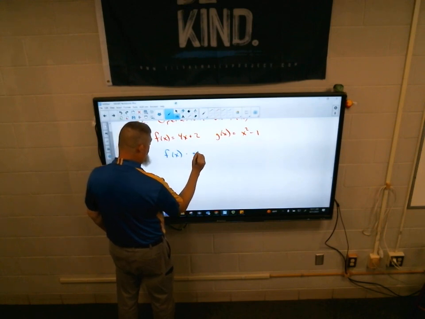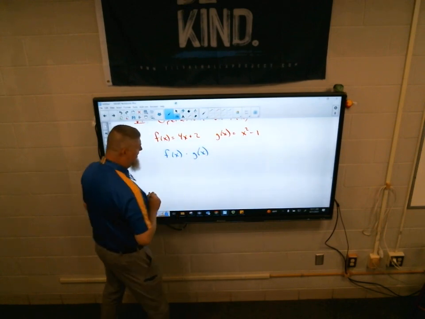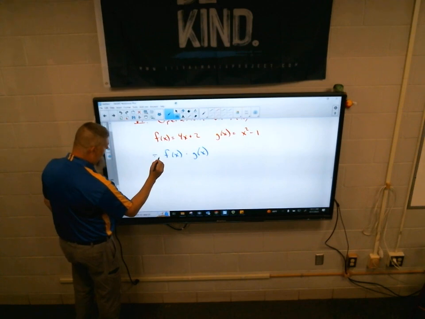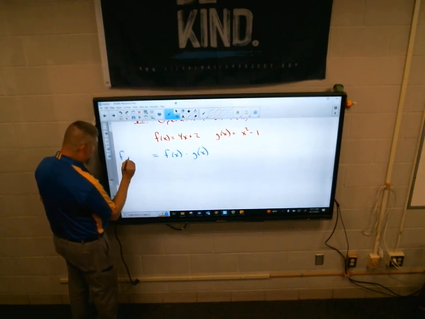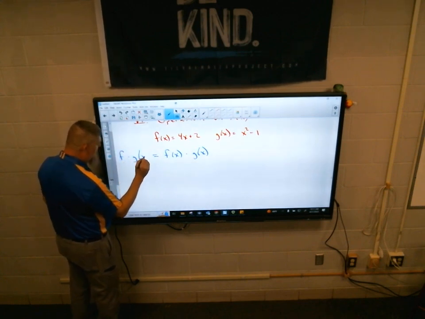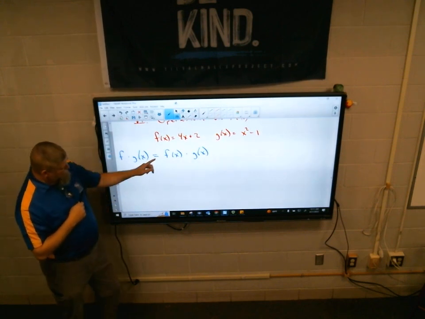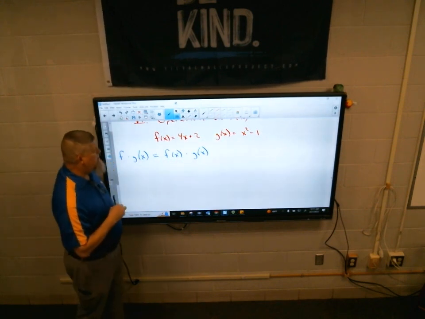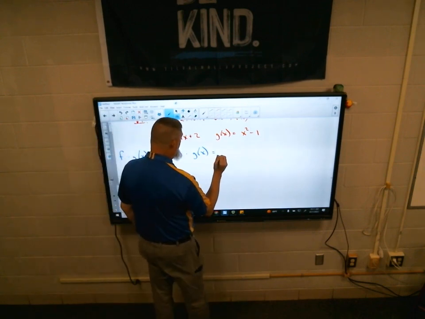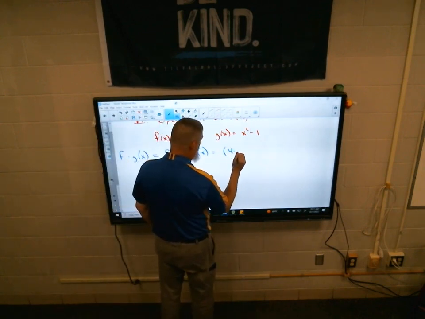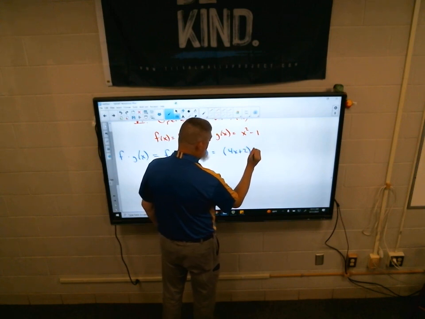What if I say f of x times g of x? Now, another way to write this one I showed you yesterday is f g of x. And I don't like that notation either. I'd rather just say f of x times g of x. All right, and what skill did you learn in Algebra 1 to help you multiply these two polynomials together?